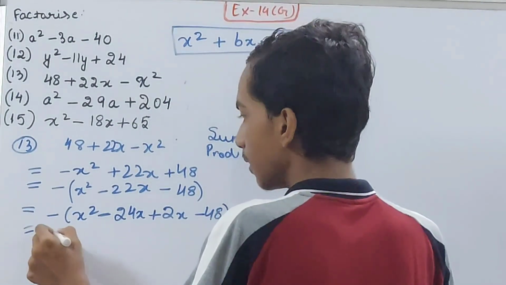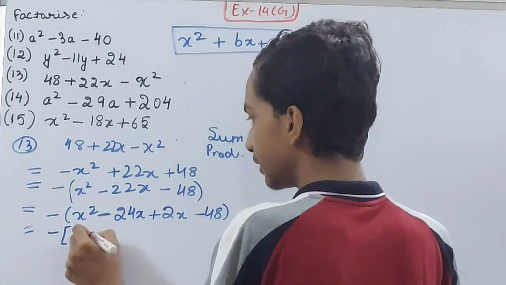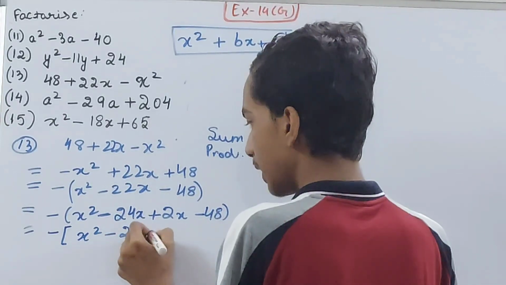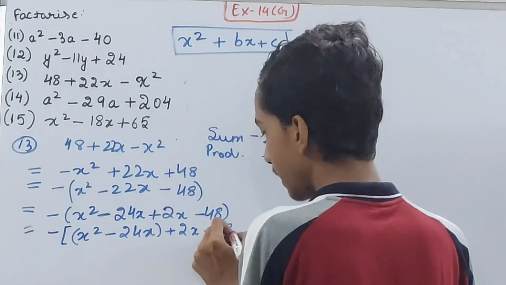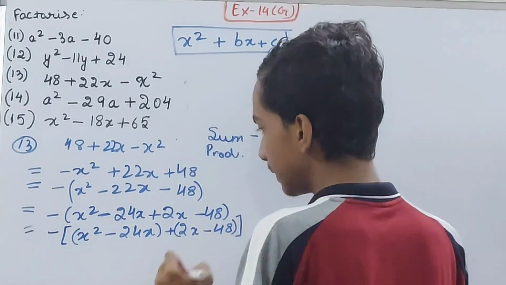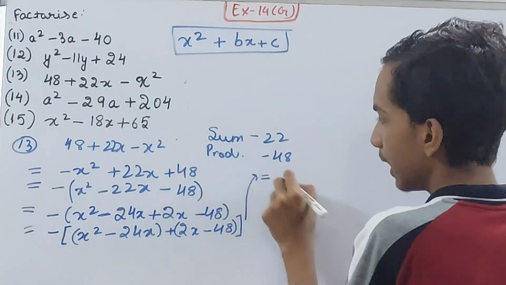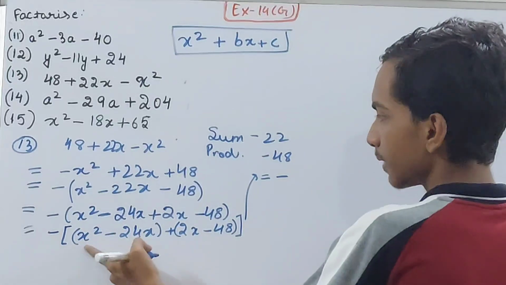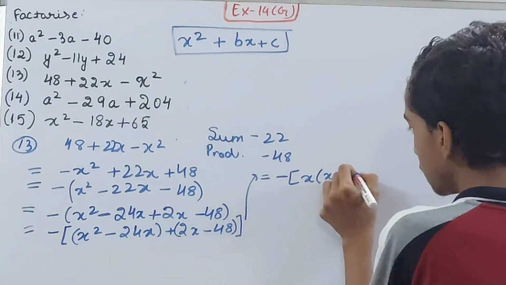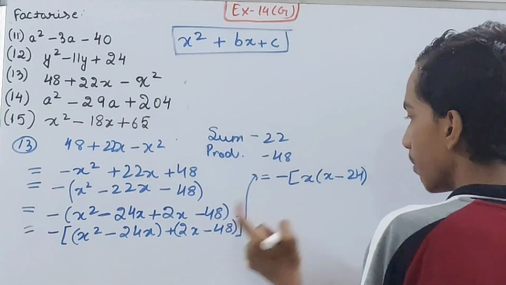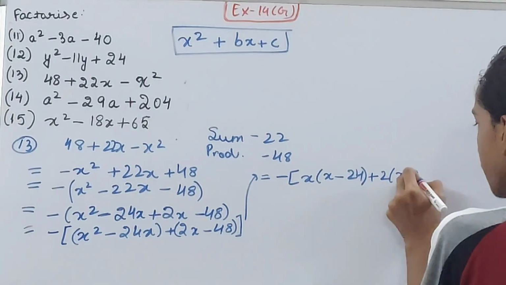Now we can solve. Okay, see, we also have to make the grouping, right? So x square minus 24x will be in one group, and 2x minus 48 will be in another group. That's clear. Now we are continuing this here. So we will have minus, right? See what you will take common from this bracket? x. So you will be left with x minus 24. From here what you will take common? 2. So you will be left with x minus 24.